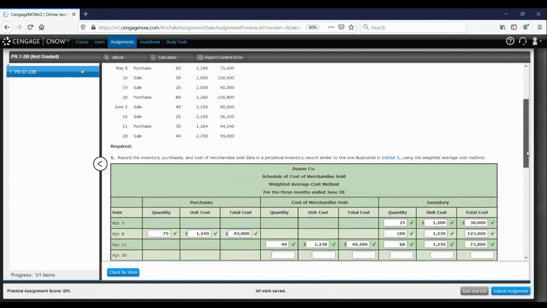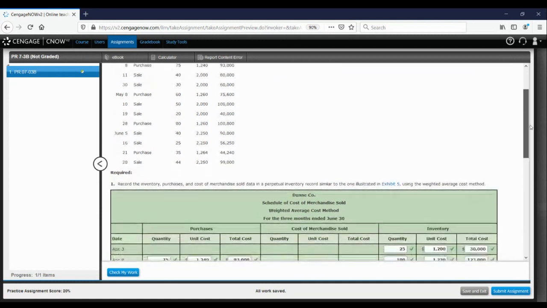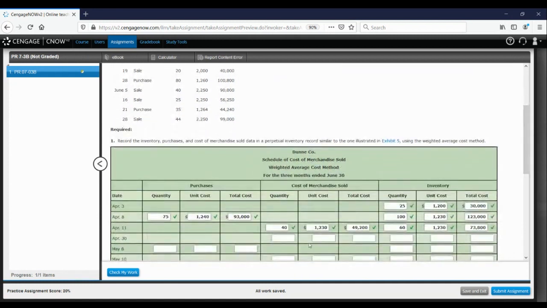All right, let's look at the transaction that happens on April the 30th. Again, we are selling some of the units. Our selling price is $2,000. Our total sales is $60,000. We would debit accounts receivable and credit sales for $60,000. In addition to that journal entry, we would need to debit our merchandise inventory for the amount that we have sold. And we don't have that calculated until we fill out our cost card.